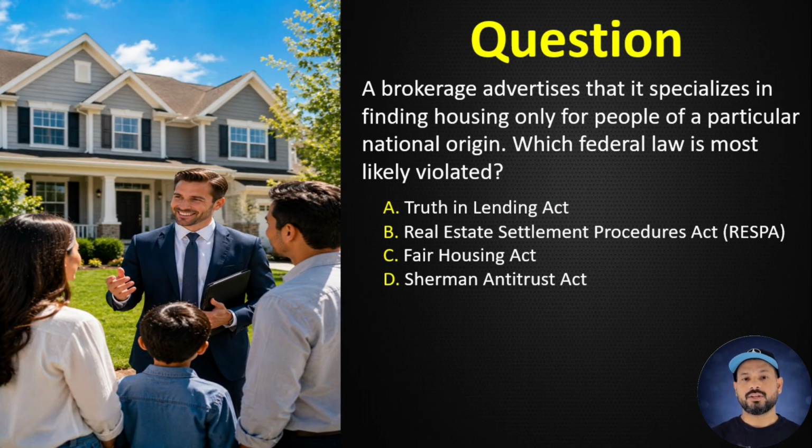Question number 43. A brokerage advertises that it specializes in finding housing only for people of a particular national origin. Which federal law is most likely violated? A. Truth in Lending Act. B. Real Estate Settlement Procedures Act, RESPA. C. Fair Housing Act. D. Sherman Antitrust Act. Correct answer, C. Fair Housing Act. Advertising that indicates a preference for a protected class may violate fair housing laws.